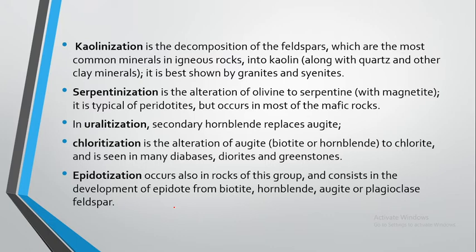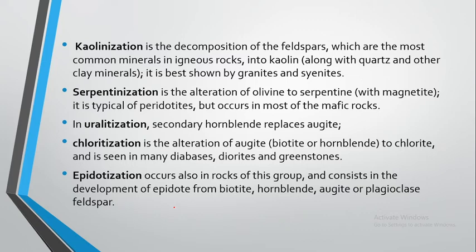Then next is uralitization. Uralitization is a secondary process in which hornblende replaces augite. It is a secondary process and is known as uralitization.